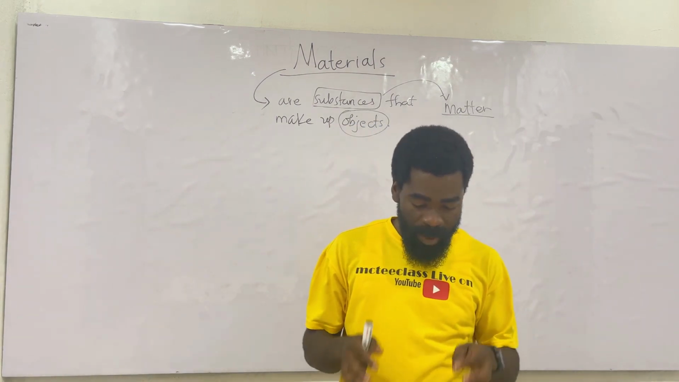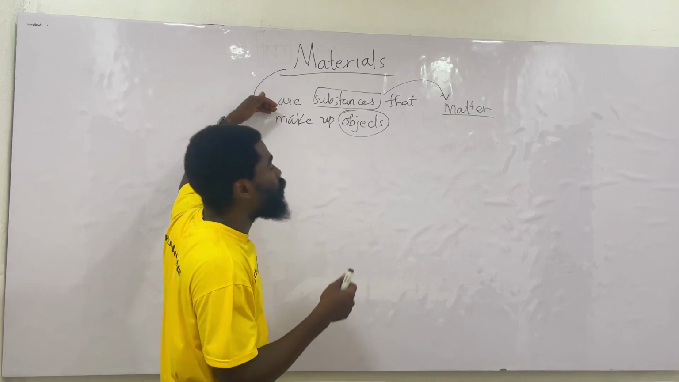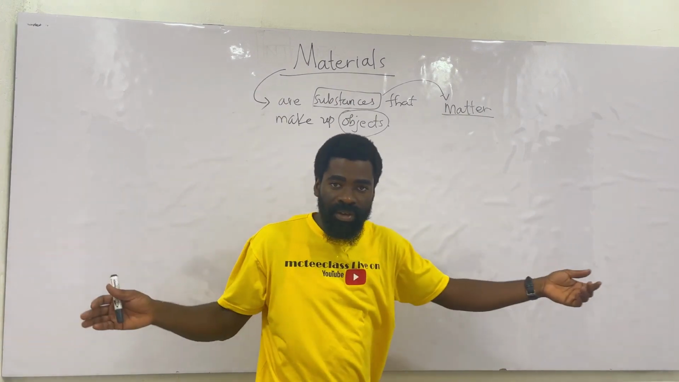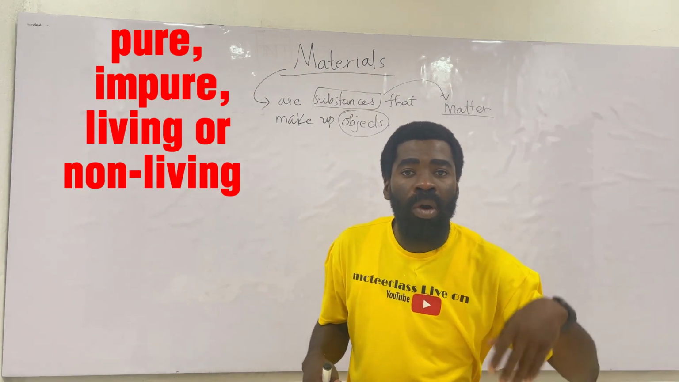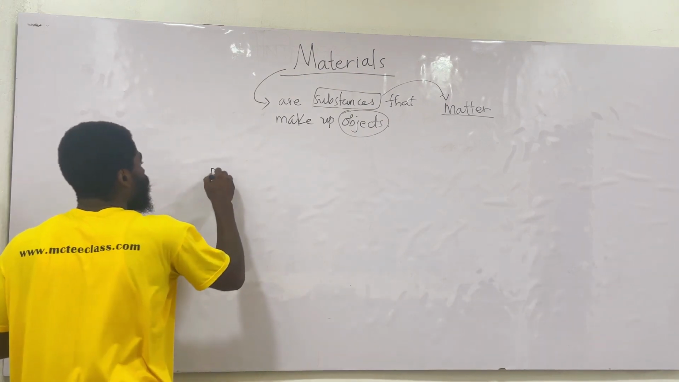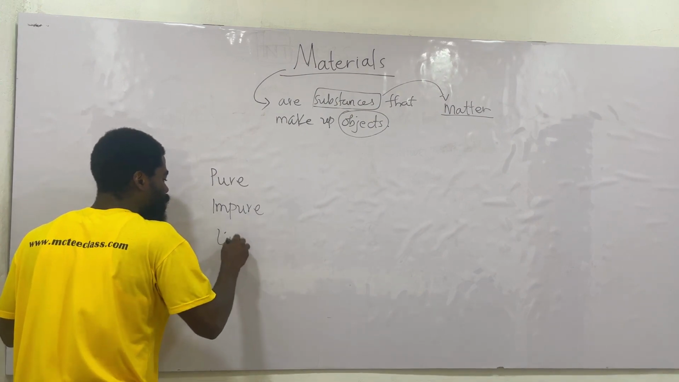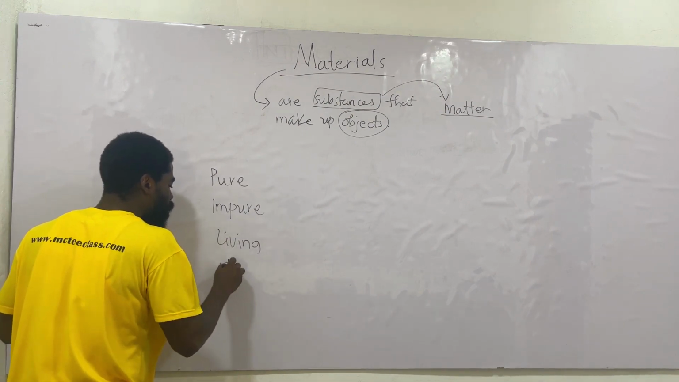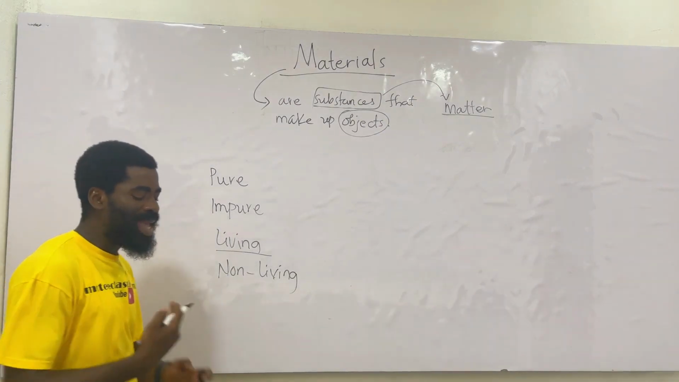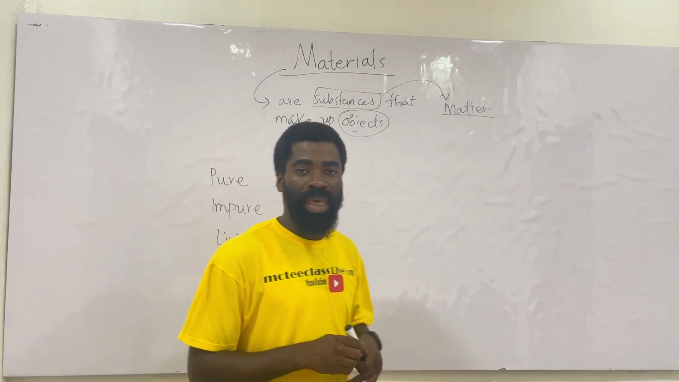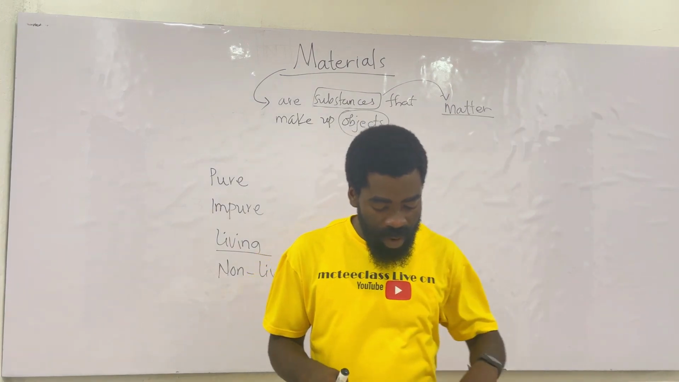Good. So we are saying that when you're asked to define a material, it's a substance. Materials are, but this is in the singular form, a substance that makes up what? Objects. I said materials can either be pure, they can be impure, they can be living or non-living. So you yourself are a material, because we are made up of things. You get the point I'm making here? Good. So this is a material, the phone, the pen is a material, the dress you are wearing is also a material.